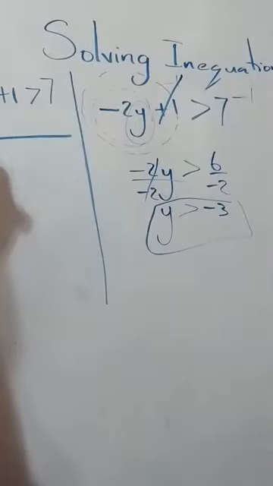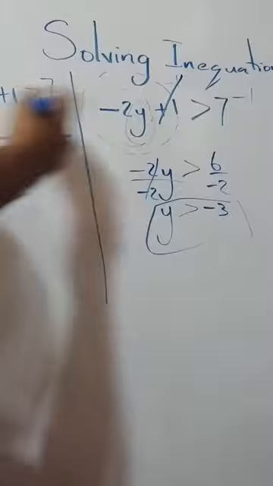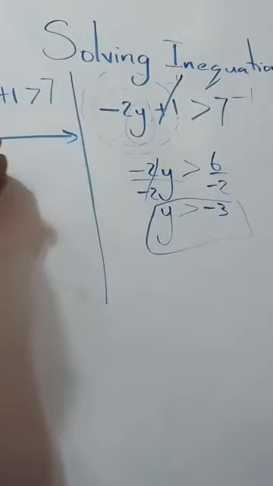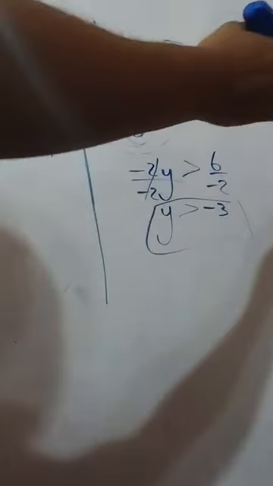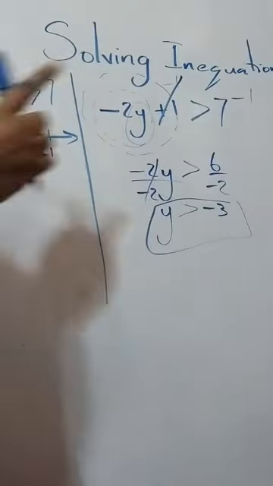Let's look at our number line. So if we have y greater than negative 3, we're going right. So we look at negative 2, negative 1, 0, 1, and we can go on into infinity. I'm going to choose one of these. I'm going to just choose a random one.